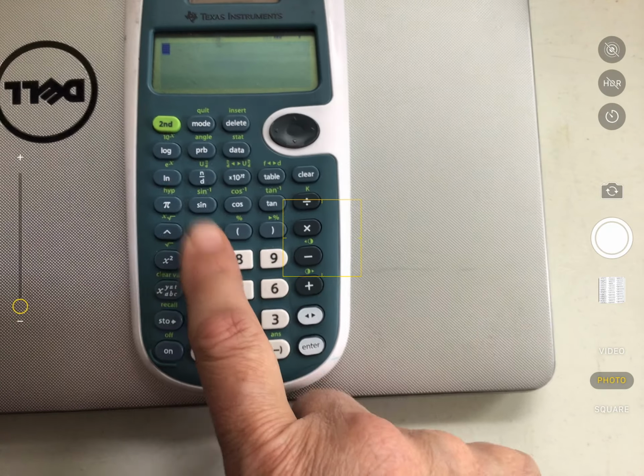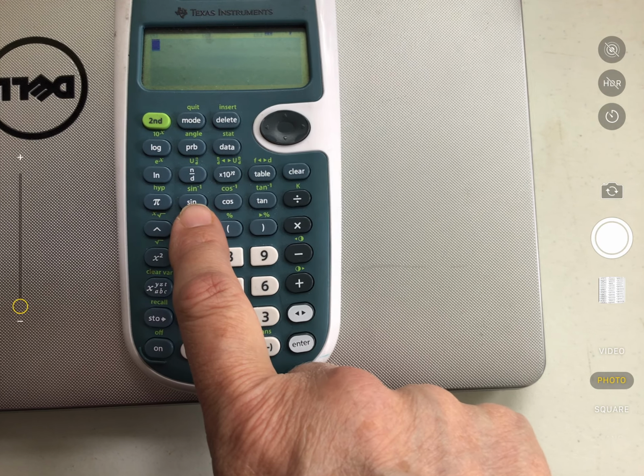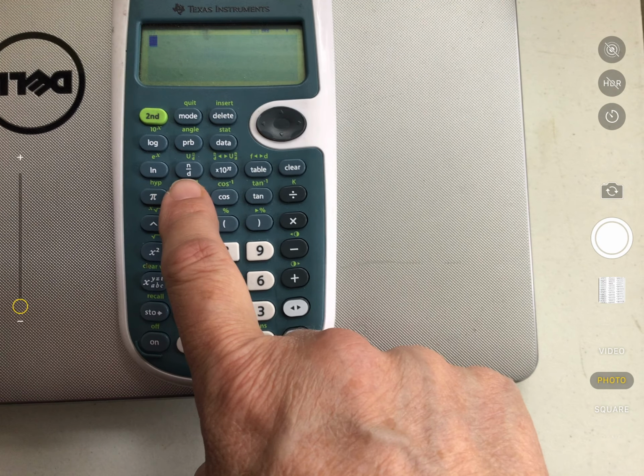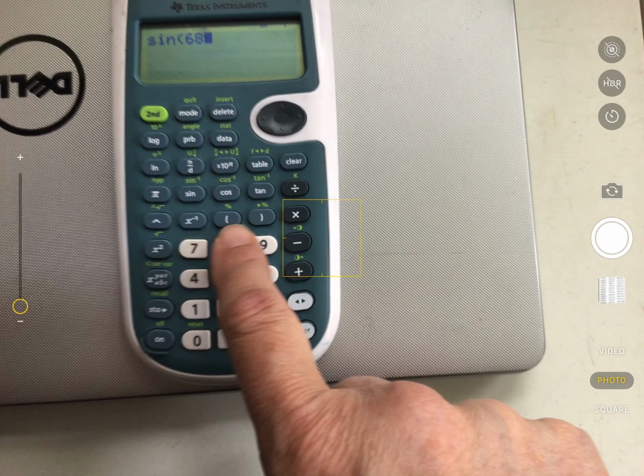Some calculators have you put the number in first and some have you put the sine in first. This calculator will have you do sine. I think our number was 68. I'm not sure if you have to put the parenthesis in.